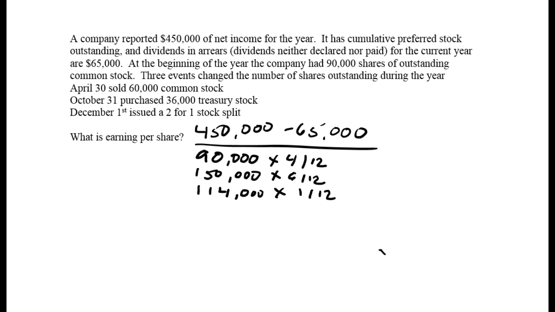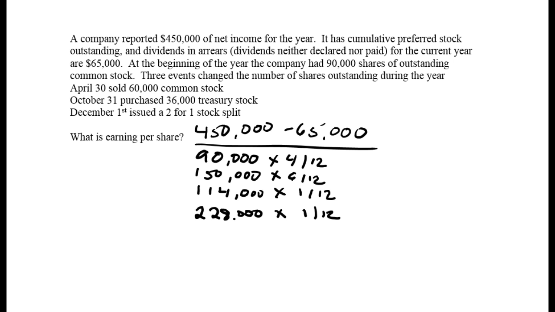It's good for November. But on December 1st, we did a 2-for-1 stock split. So right off the bat, for December 1st, we need to double the number of shares outstanding. December 1st, it goes from 114 to 228 as a result of the stock split. It doubles. In stock splits, no money is received by the organization. You don't issue any new stock. No money is spent by the organization.